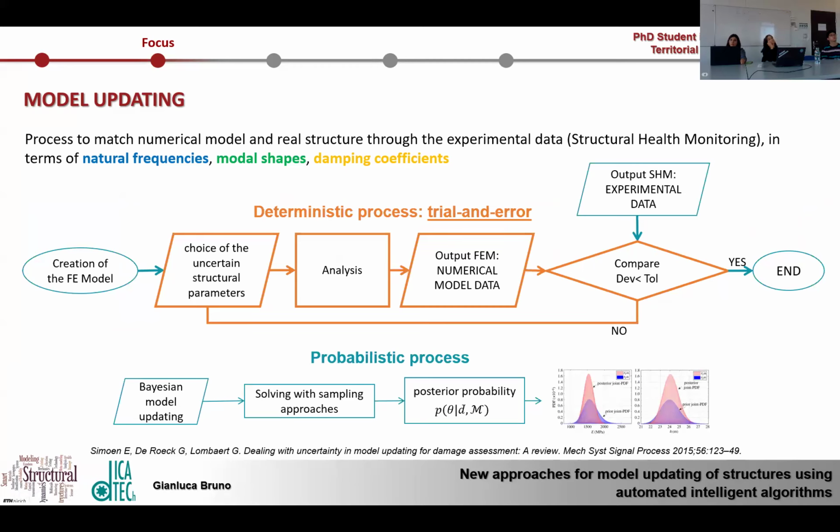In the literature, we have two categories of model updating methods: the deterministic process, based on a trial and error process, whose framework is described at the top of the slide, and the probabilistic process, usually based on Bayesian model updating, to compute the posterior probability function, knowing the prior probability function.